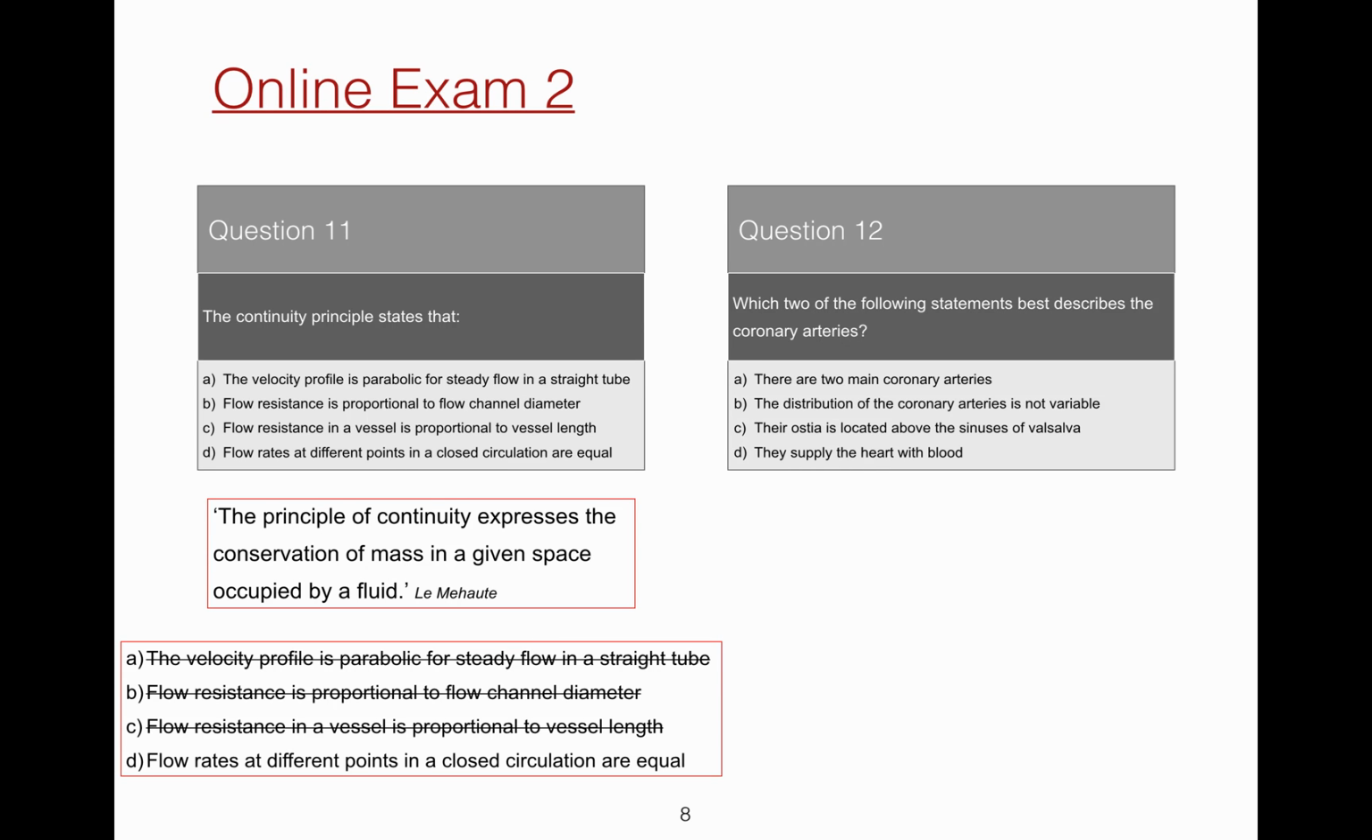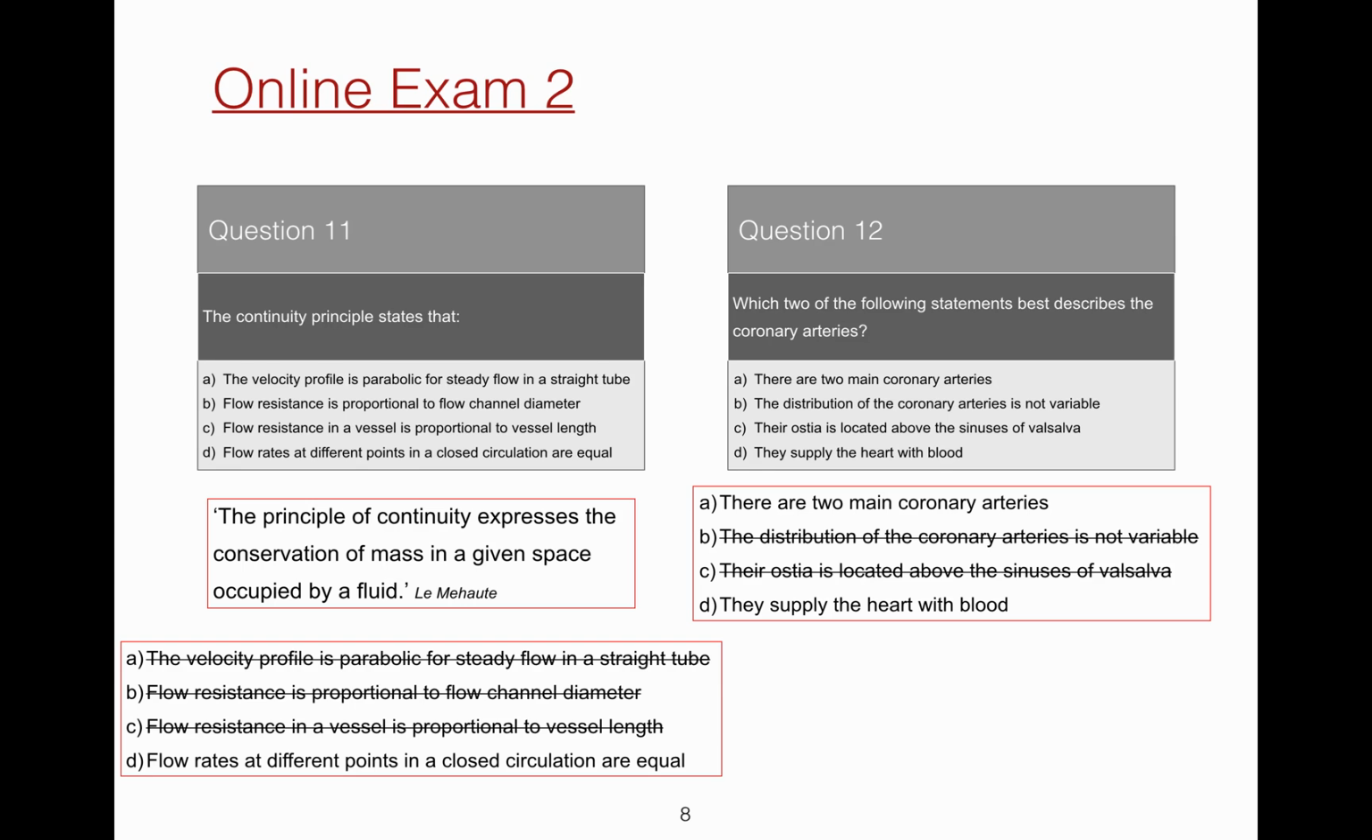Question 12. Which two of the following statements best describe the coronary arteries? Well, the distribution of the coronary arteries does vary, and the ostia is located above... is not located above the sinuses of Valsalva. So the answers are that there are two main coronary arteries that supply the heart with blood.